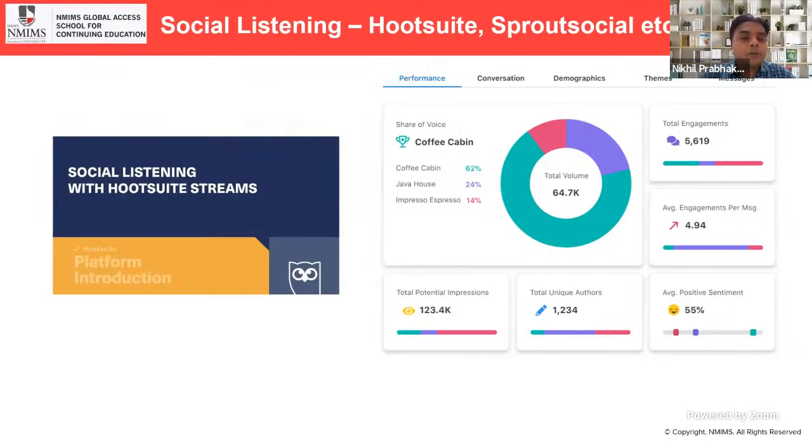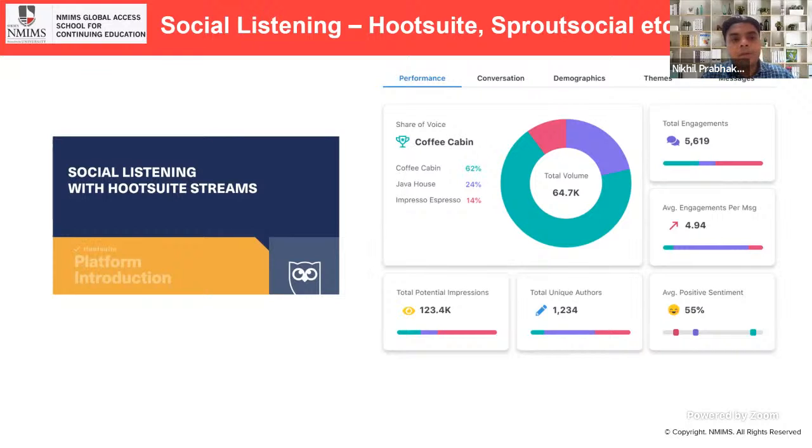Apart from this, we have, of course, from the social listening perspective, there are a lot of tools available. So one tool which is very popular for social media management, and it is being used in India, is Hootsuite. So you guys should be kind of aware about Hootsuite as a tool. It is used for managing social media platforms and for monitoring social media analytics.